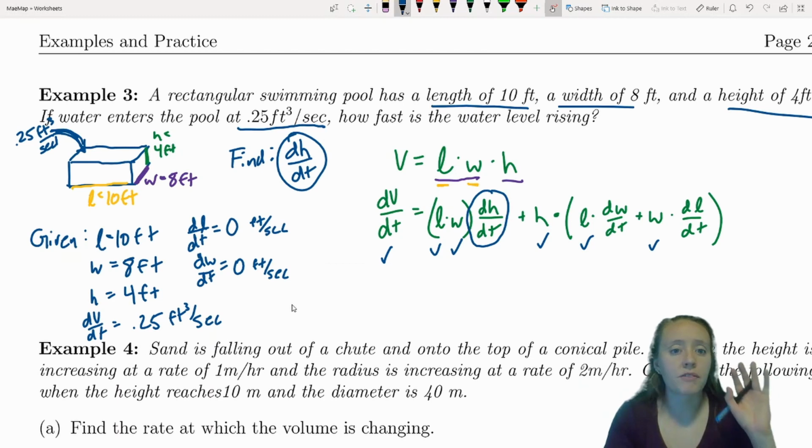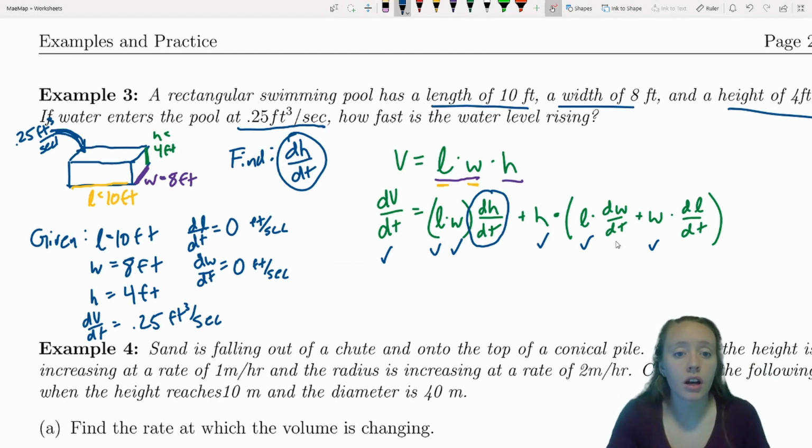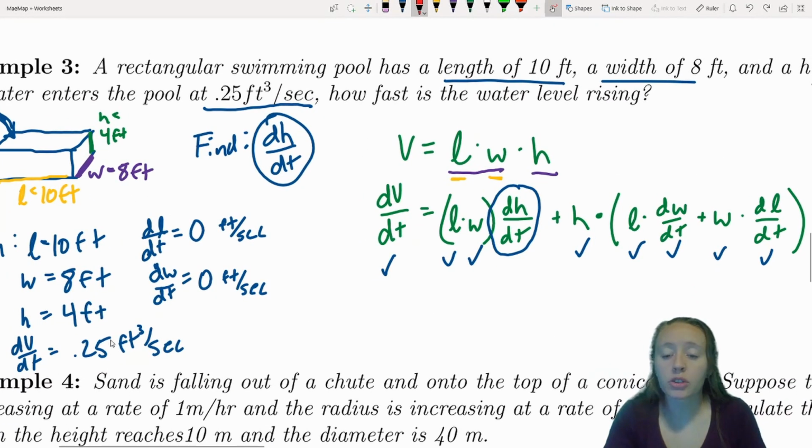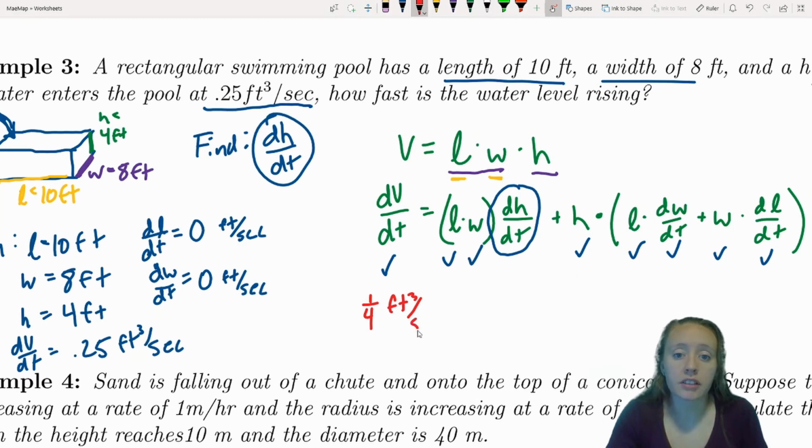So I'll just go ahead and fill 0 in for those, and now you can see that all my variables are known except the one I'm trying to solve for. We can either rewrite this equation and solve for dH/dt and then plug in, but I think it's easier just to plug in now, leaving dH/dt as that variable. So my volume rate dV/dt, zooming in a bit, is going to be 0.25 feet cubed per second. So I'm going to write this as 1/4 foot cubed per second.